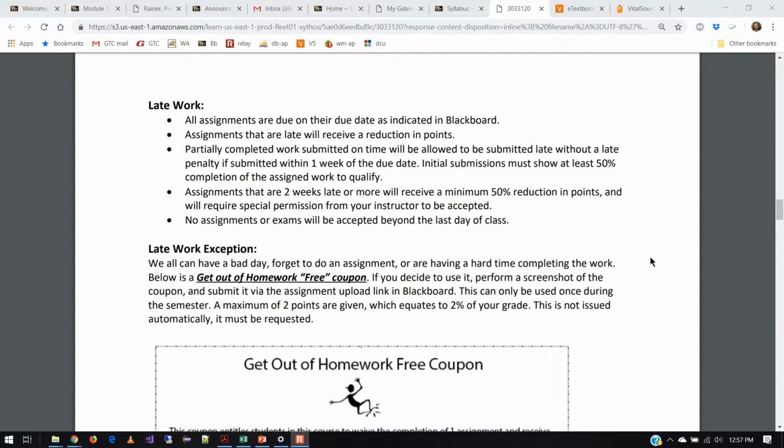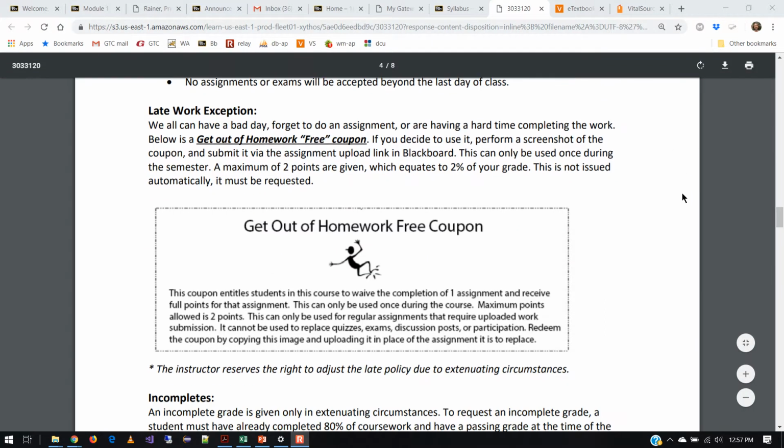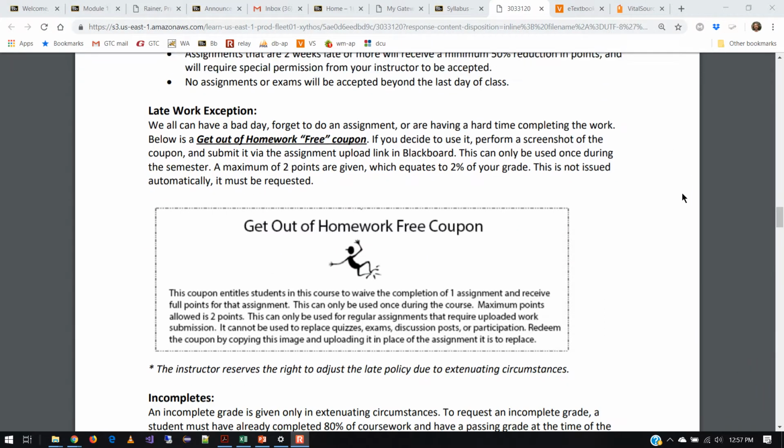One nice thing I also add here, which you guys probably cheer about, right? I don't know if people still do this, is this get out of homework free coupon. It can only be used once. To use it, you must read the instructions inside the coupon. Here's the catch with it. You can use it once. You basically grab a screenshot of that.